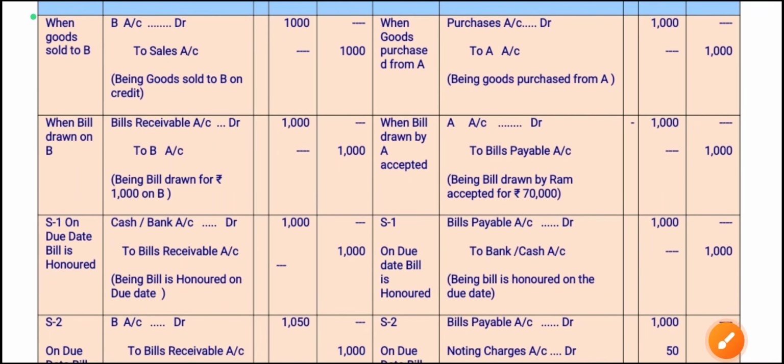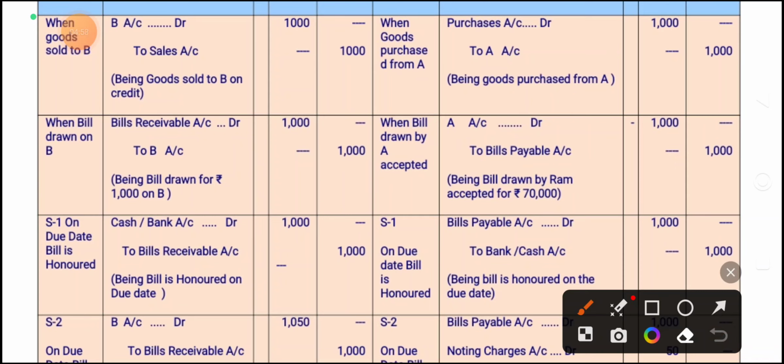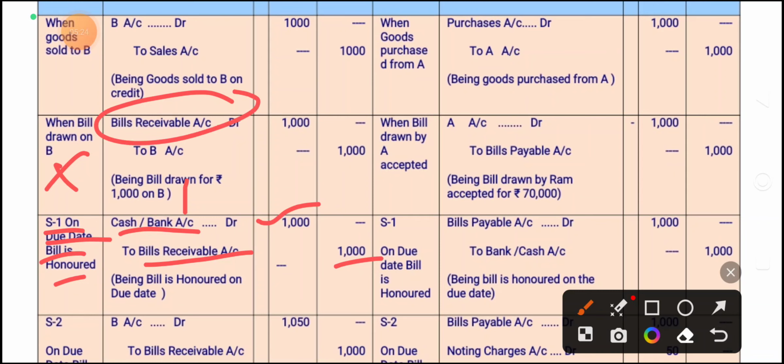In situation 1, on the due date the bill is honored. The bill is drawn by A on B and it is honored on the due date. When B is honoring, A will receive the money. So cash account or bank account debit 1000 rupees to bills receivable account 1000 rupees. This bills receivable will be given back to B and he will pay us the amount 1000.